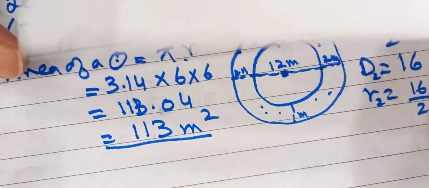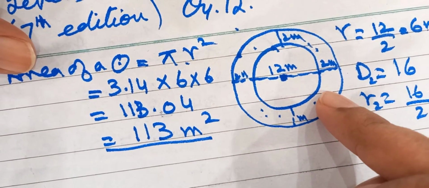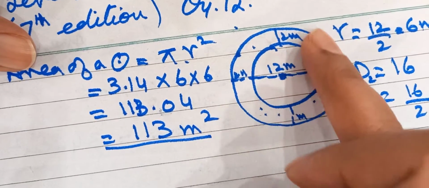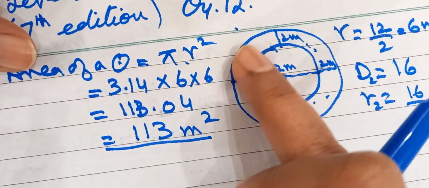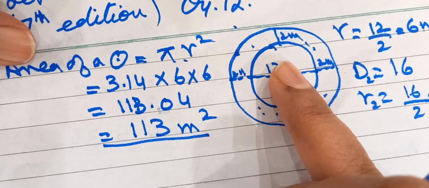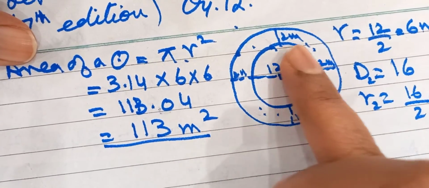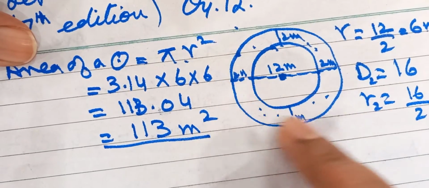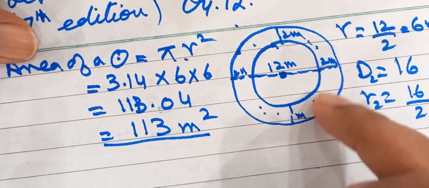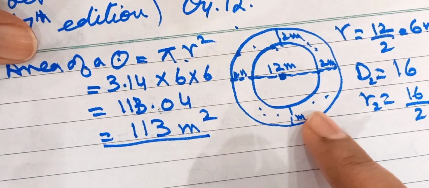First of all, I have to find out the area of the path. In this path, the inner circle is not included. When they are covering this outer path with tiles, they are not covering this pond with tiles. So I have to eliminate this pond to find out the area of the path. So what am I going to do? I am going to subtract the area of the smaller circle from the area of the bigger circle.